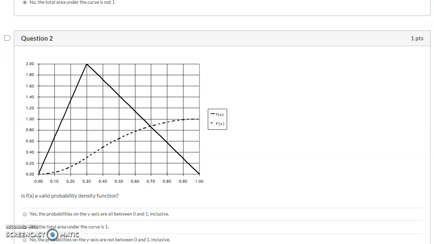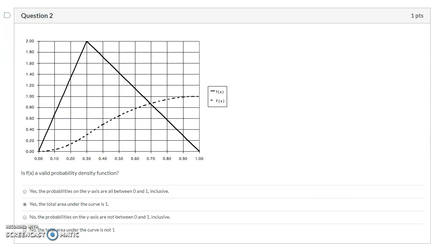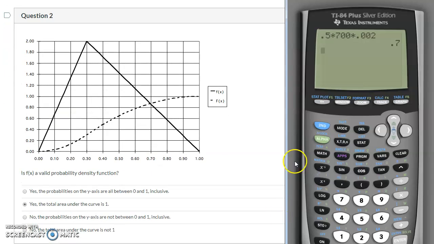So the next one is another triangle, which I think is good, considering that's where we lost our minds. And you can see now this triangle is much taller. It goes all the way up to a 2. It does not matter the height of the triangle; the height of the probability density function means nothing. What matters is the areas. So we're still going to be looking at whether the area under the curve is 1 or not.